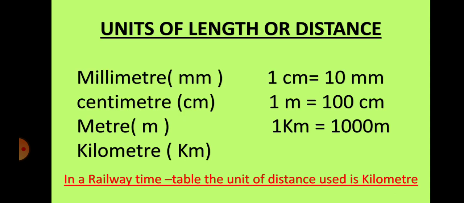The units of length or distance are millimeter, centimeter, meter and kilometer. Millimeter and centimeter are used for very small lengths, whereas meter and kilometer are used for long distances. 1 centimeter is 10 millimeter, 1 meter is 100 centimeter, 1 kilometer is 1000 meter. In a railway timetable, the unit of distance used is kilometers.